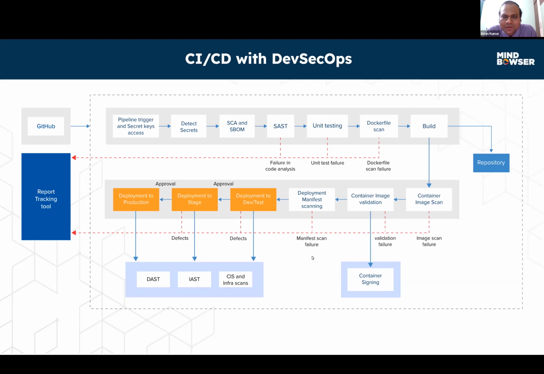And once we deploy that to the runtime environment in the compute layer, then DAST, IAST, and CAS and infra scans are executed thoroughly. And any violation or failure in these, we immediately have an integration to this report tracking tool that will actually generate the reports. And through the reports, we constantly monitor any violation checks and all that.